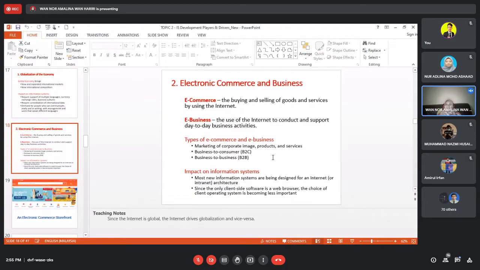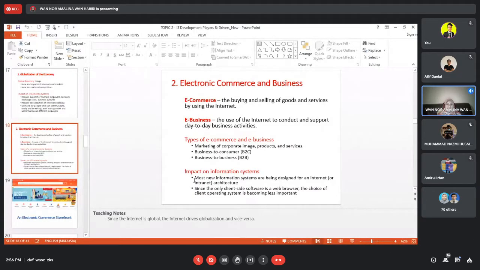But mainly it's about business to business. What about consumer to consumer? C2C. eBay, mudah.my, Carousell. Ya, so semua tu adalah on C2C. Okay. So what about the impacts on information systems?